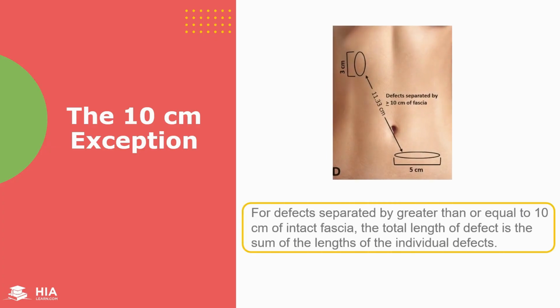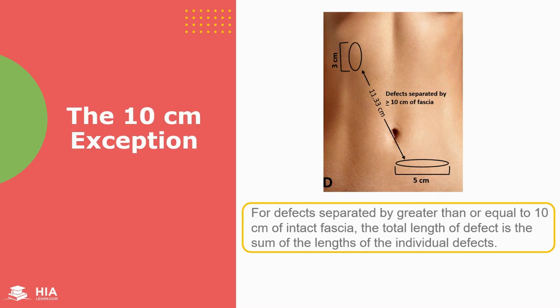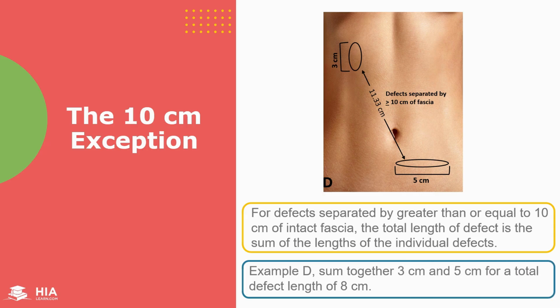CPT has an exception to the guidelines for measuring the total length of defect when defects are separated by greater than or equal to 10 centimeters of intact fascia. In these cases, calculate the total length of the defect by summing together the lengths of the individual defects. In example D, summing together the length of the individual defects of 3 centimeters and 5 centimeters produces a total defect length of 8 centimeters.